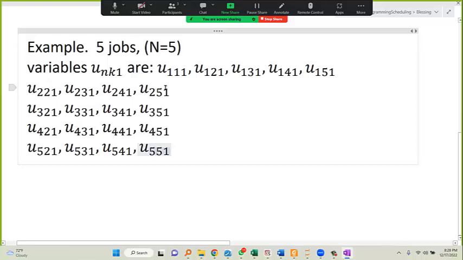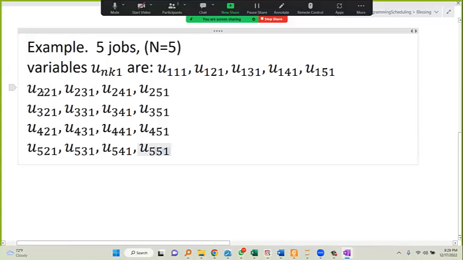I think it's because we only have 5 jobs. Here we are starting with 2111, so I don't think we can have 2121 again. We have 5, we have 4. That's true. What this means is that job 1 is in position 1. This one says job 1 is in position 2, job 1 is in position 3, job 1 is in position 4, job 1 is in position 5.